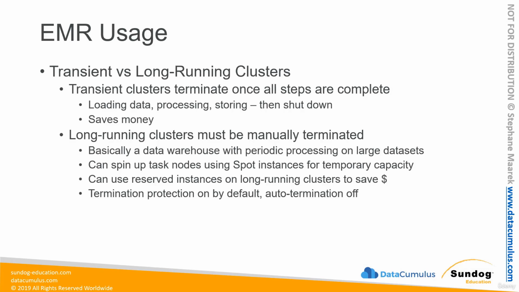And if you do need to add capacity to it later on, you can always spin up more task nodes using spot instances for temporary capacity needs, like we talked about. If you want to save even more money, you can use reserved instances on these long-running clusters. If you know you're going to be running this cluster for a long time, then obviously a reserved instance is a good choice for the hardware backing that cluster. By default, termination protection will be on and auto termination will be off on a long-running cluster. It will try to preserve itself as much as it possibly can.